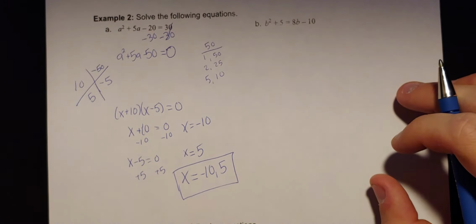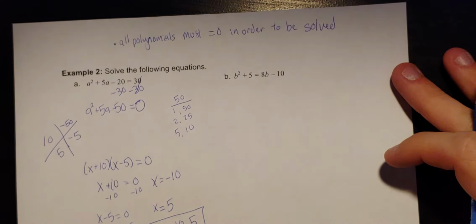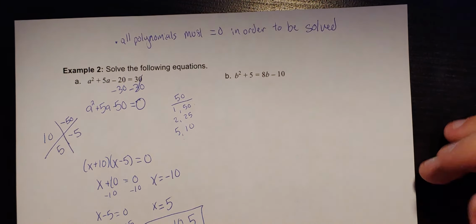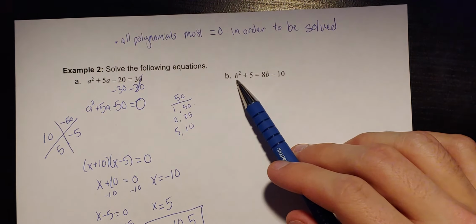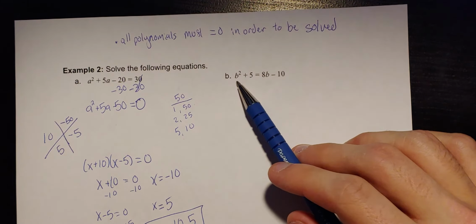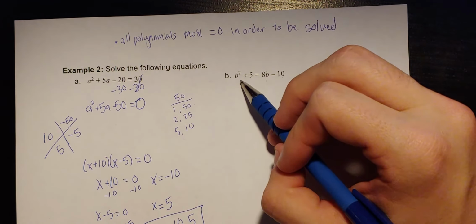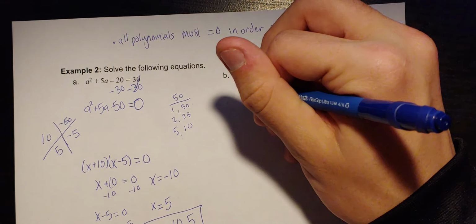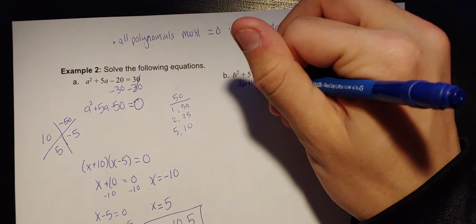So if we're good so far, we'll just keep going with one more example. Okay, so I have b squared plus 5 equals 8b minus 10. Okay, so I want to keep my b squared positive. So in order to do that, I'm going to move everything on the right side over to the left. So that means I need to subtract 8b from both sides. And I also need to add 10 to both sides.